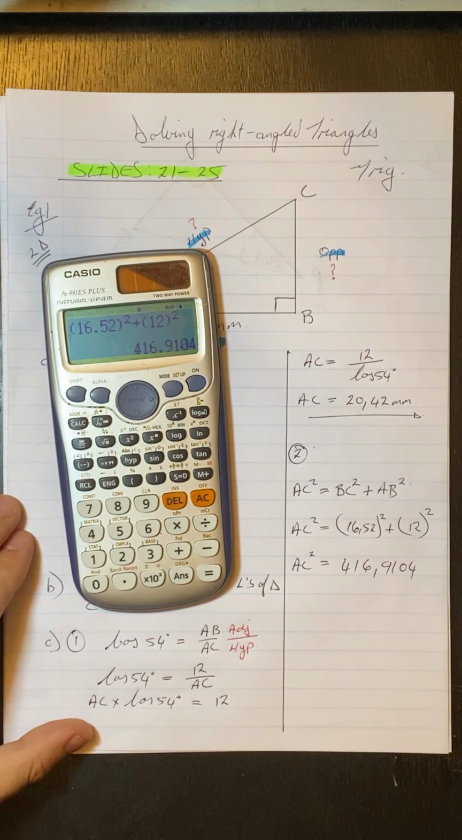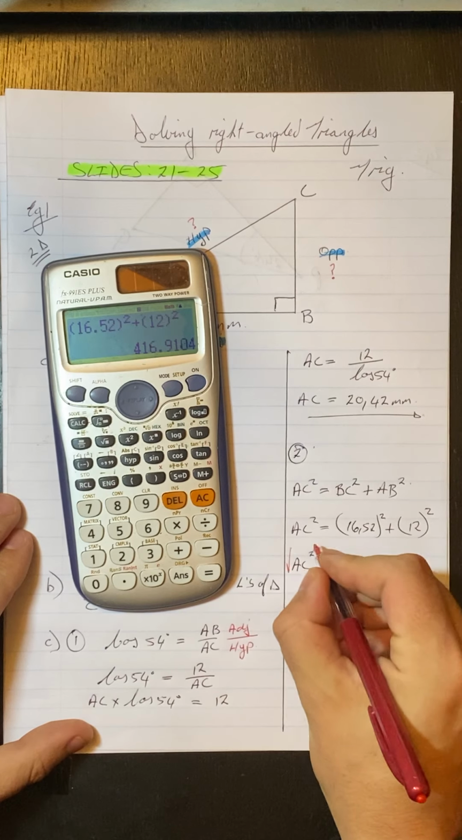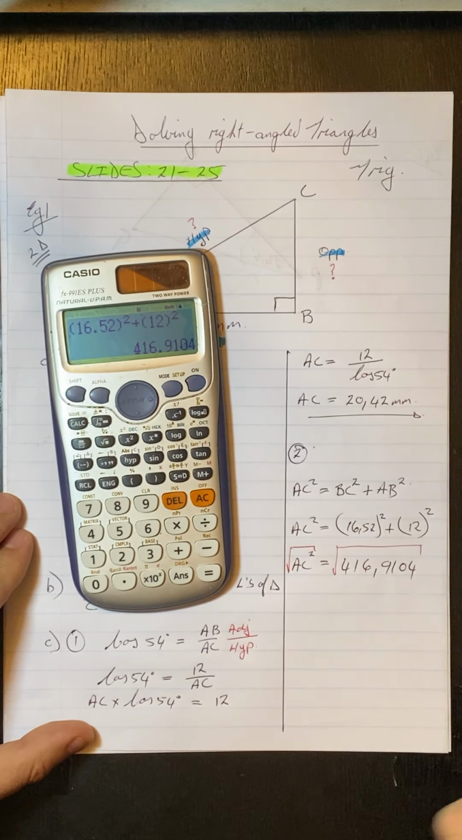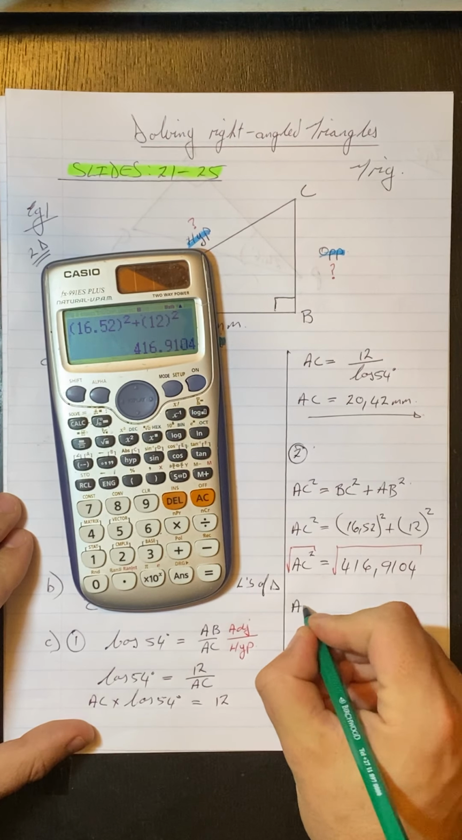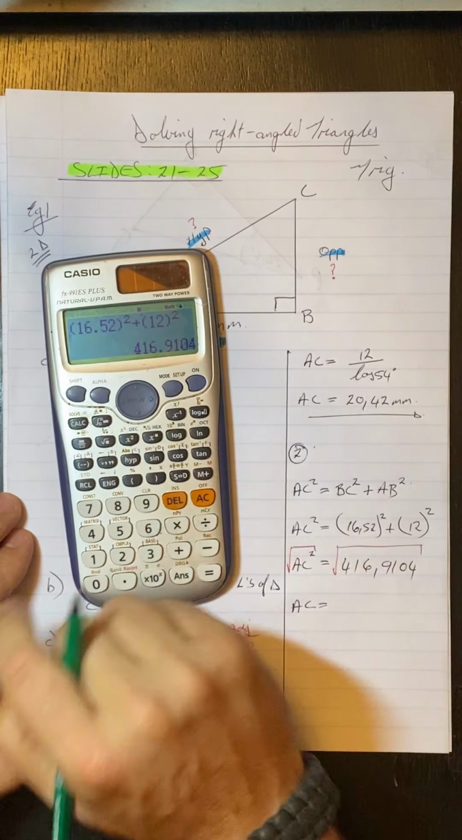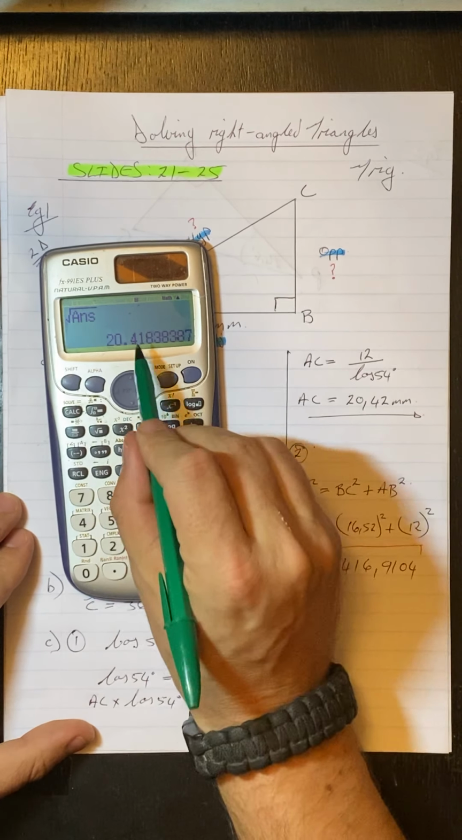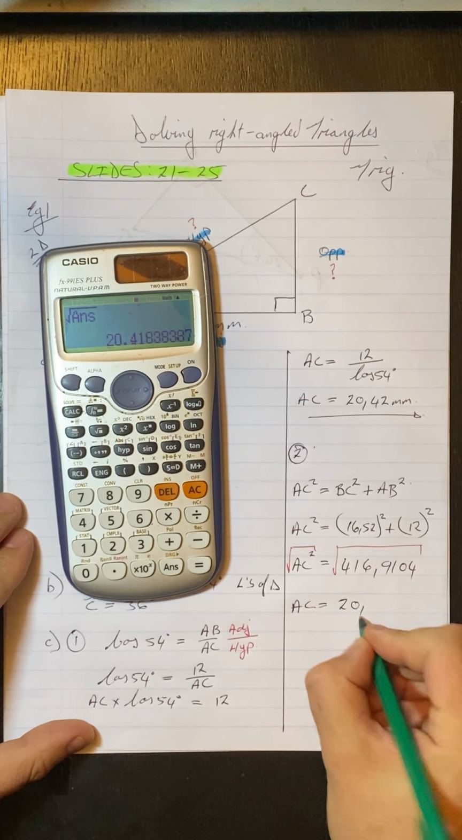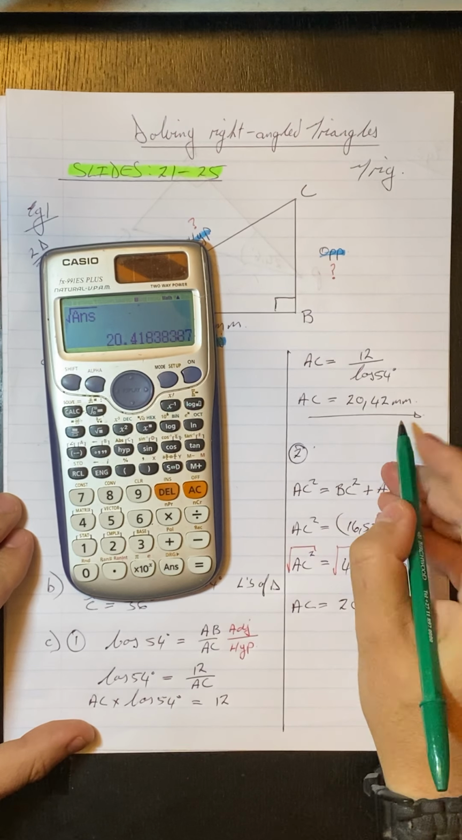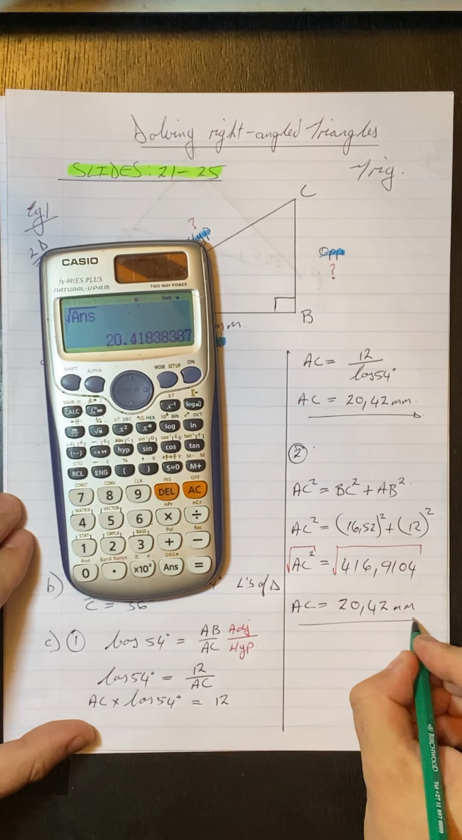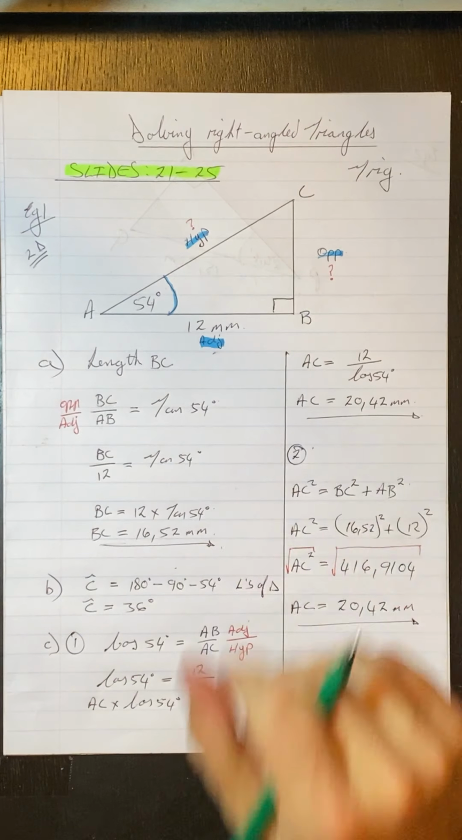Okay, so now to get AC on its own, I need to take the square root. What I do to this side, I must do to this side. And we get that AC is equal to the square root of that answer. To round it off to 2 decimal places, we get 20.42, which is the same as how we got it over there. Okay, and we've solved for that triangle.